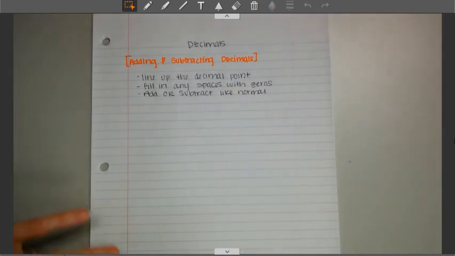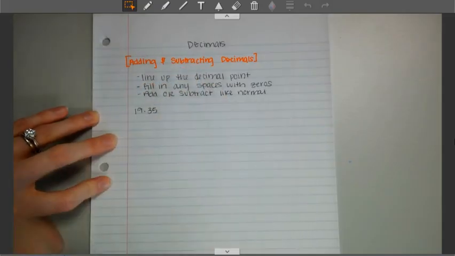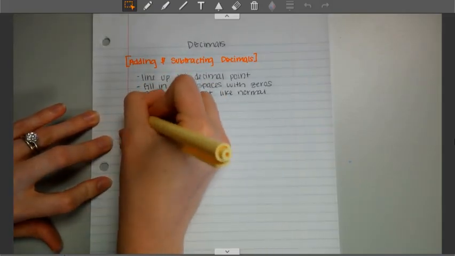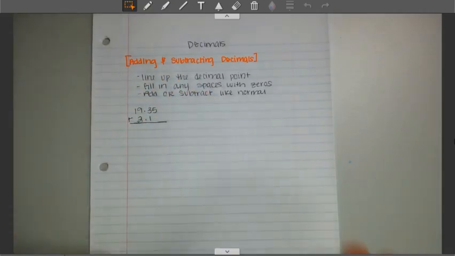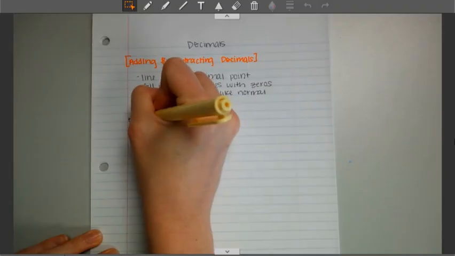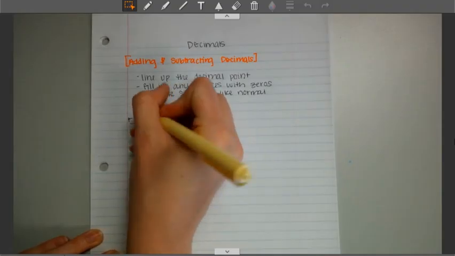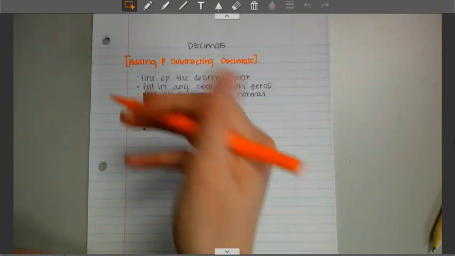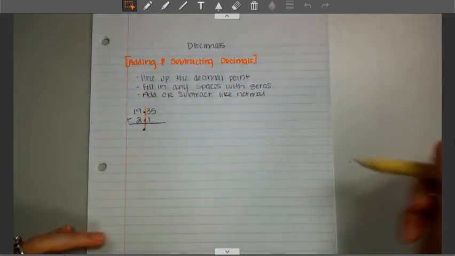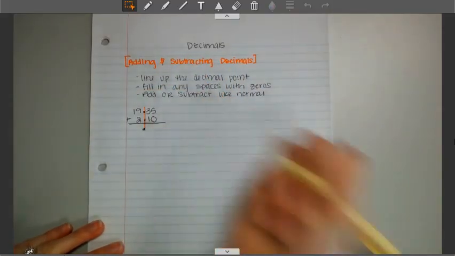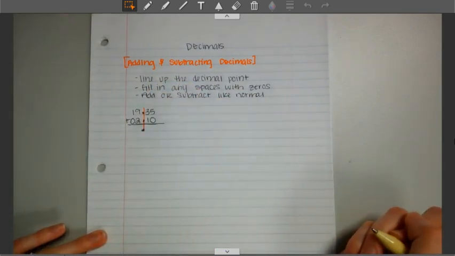So our example for this, let's start with adding. Let's do 19 and 35 hundredths plus 2 and 1/10. Okay, notice how I've made sure that my decimal points are in a line. Once I do that, I'm going to go ahead and add my decimal points to my answer so that it continues to make a line. You want to have a whole line of your decimal points. Okay, then I'm going to fill in any spaces I have with zeros. So I have a space in the second row in the hundredths place, and I have a space in the tens place. So I'm going to go ahead and fill in with zeros.